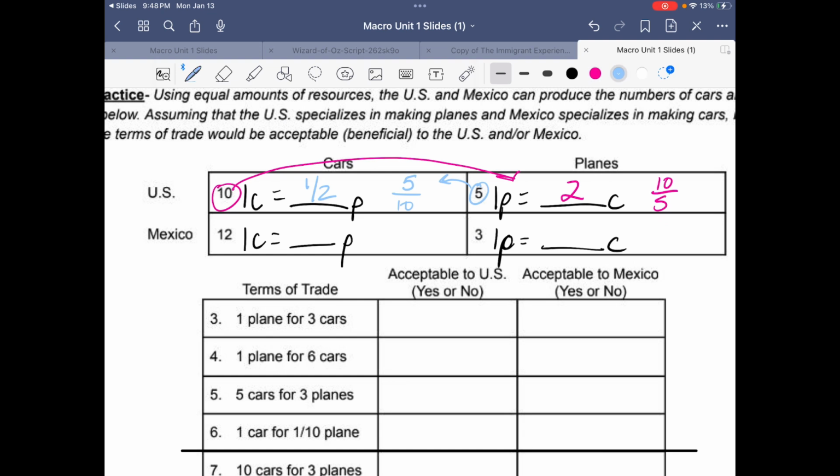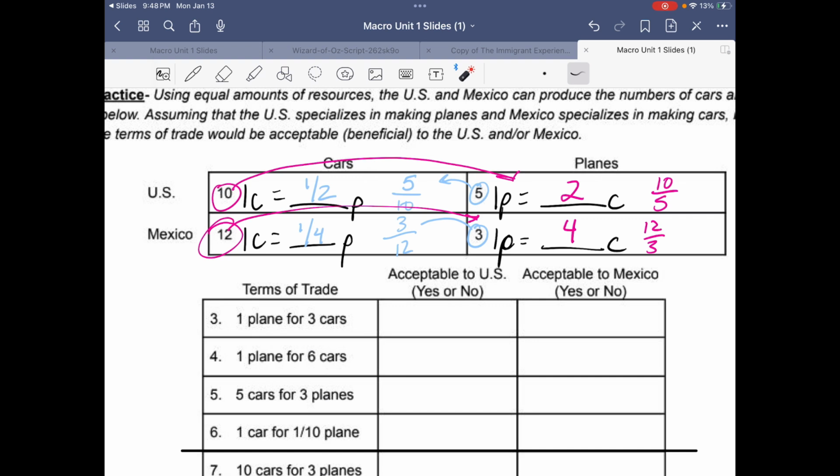I'll go super fast. Output other goes over. So the 3 goes on top of the 12. 3 over 12 is the same as saying 1/4. And then for this one, output other goes over top. So the 12 goes on top. The 3 goes on the bottom. 12 divided by 3 is 4. So in Mexico, making 1 car is the same energy and resources as making 1/4 of a plane. Making 1 plane is the same energy and resources as making 4 cars.